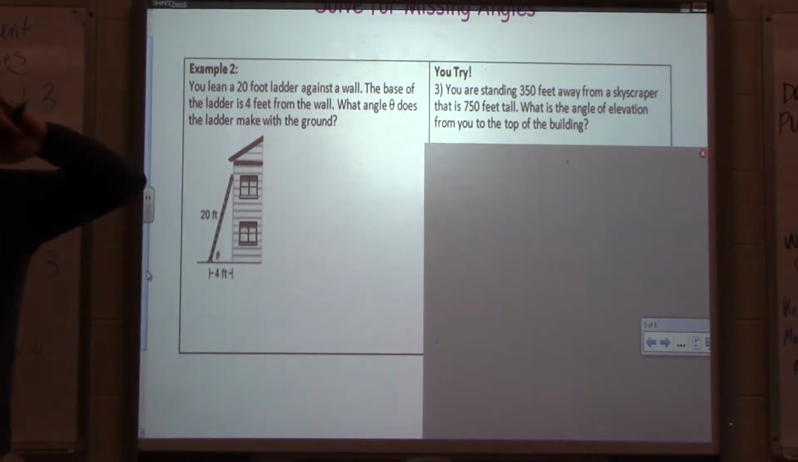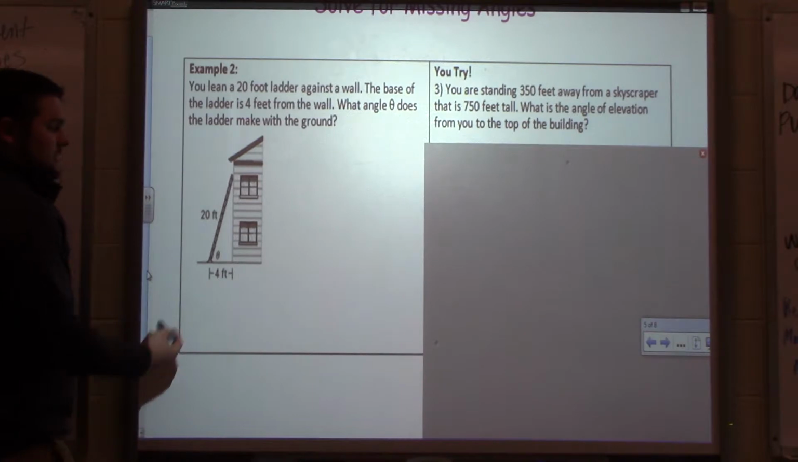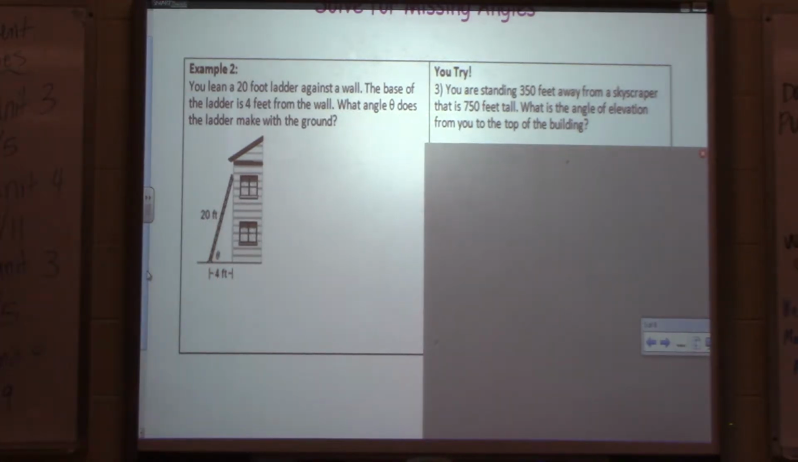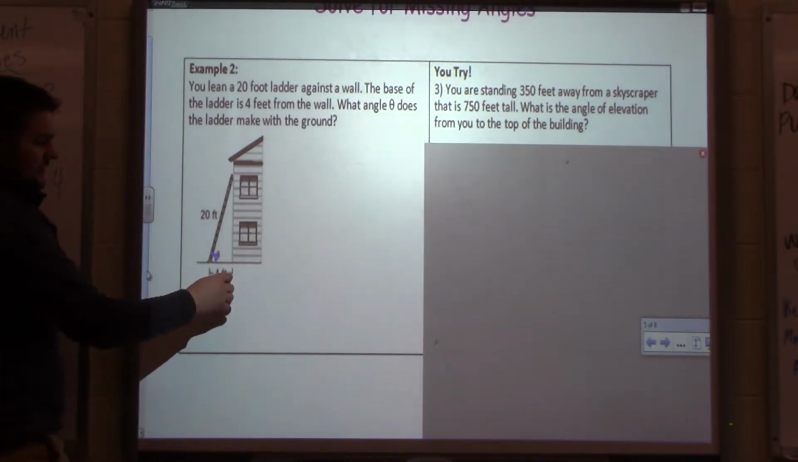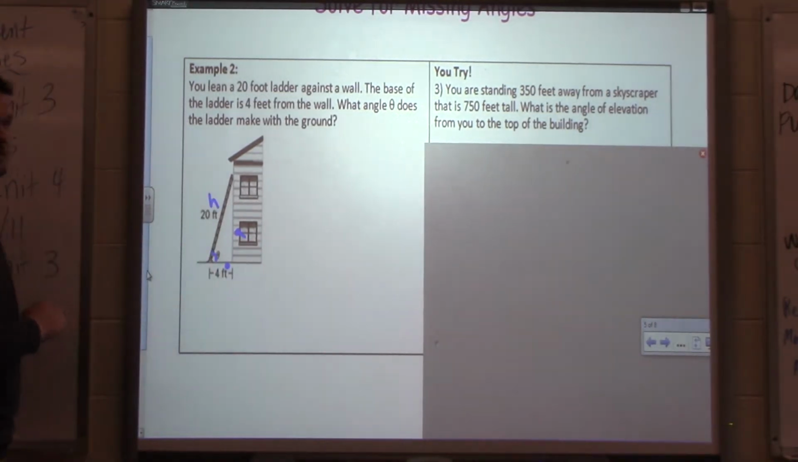Hey, guys, relax for a second. You lean a 20-foot ladder against the wall. The base of the ladder is 4 feet from the wall. What angle theta does the ladder make with the ground? This one they gave us a picture already. It's really nice. So using my angle theta, this is the opposite, adjacent, hypotenuse.